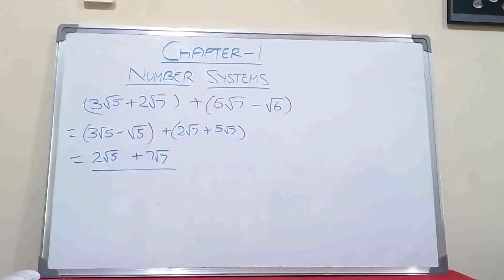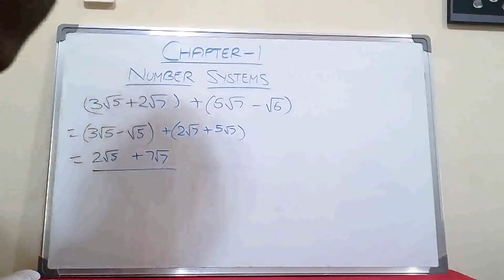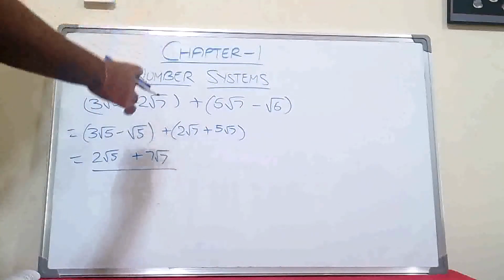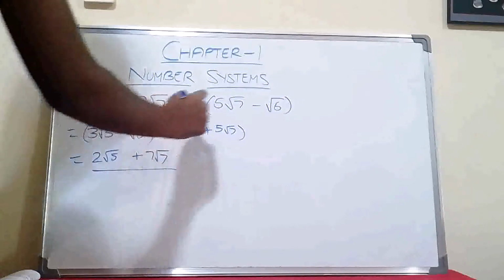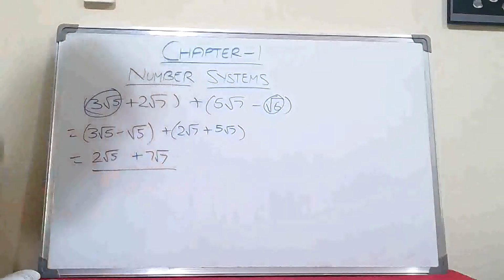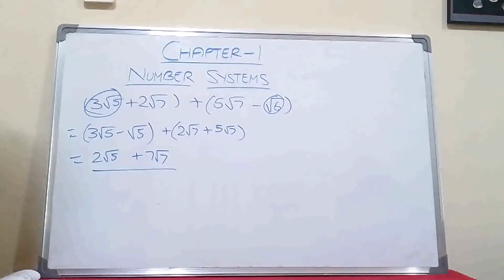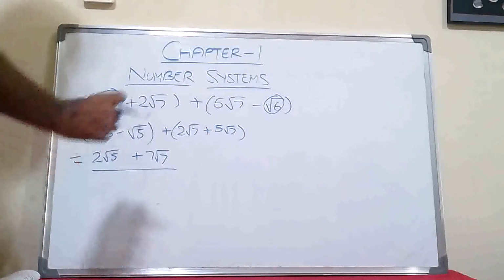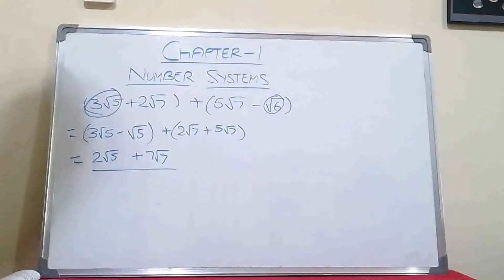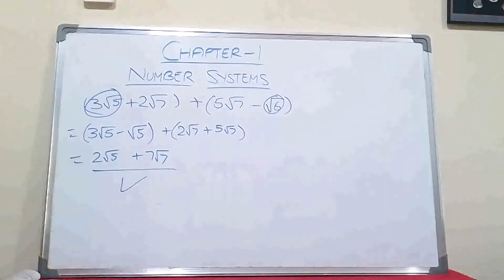So here we could simplify it because there were numbers with the same root forms. But if there is no number with the same root, like root 5 over here or root 7, then we just keep it as it is, like this. Now let's move and see what we do in multiplication and division.